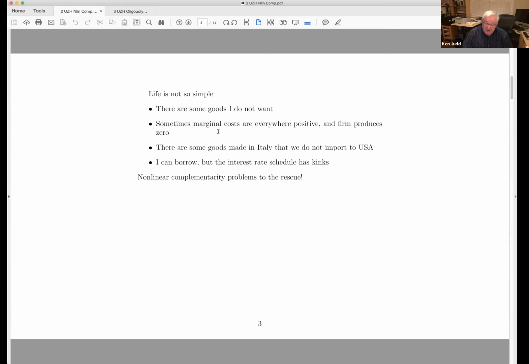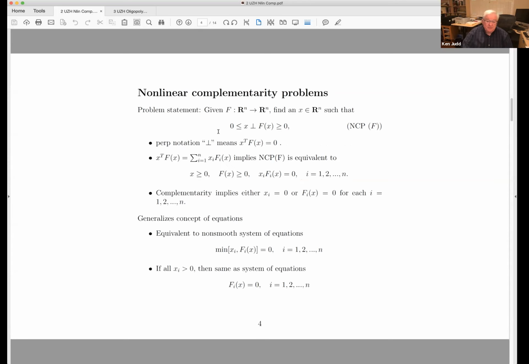And there are some things made in Italy that we do not want. There are some things made in the USA that nobody wants in Italy. This business of having this universe of goods where everybody wants a little piece of every possible good is just a fantasy. It has its analytical conveniences, but it certainly doesn't represent real world trade.